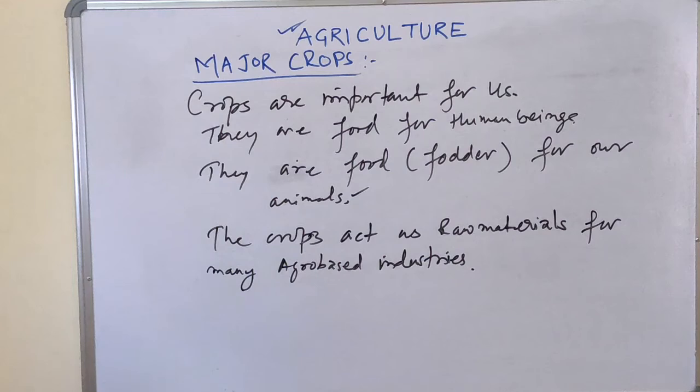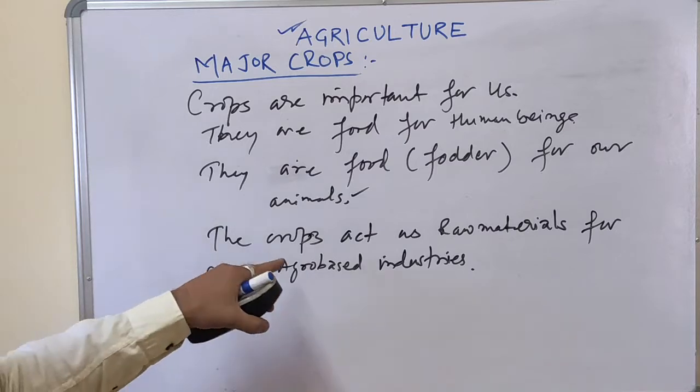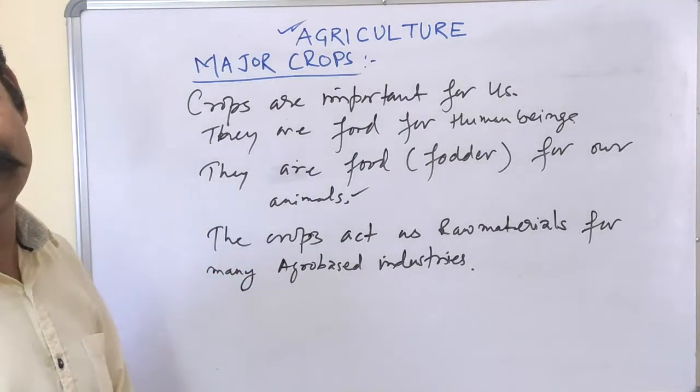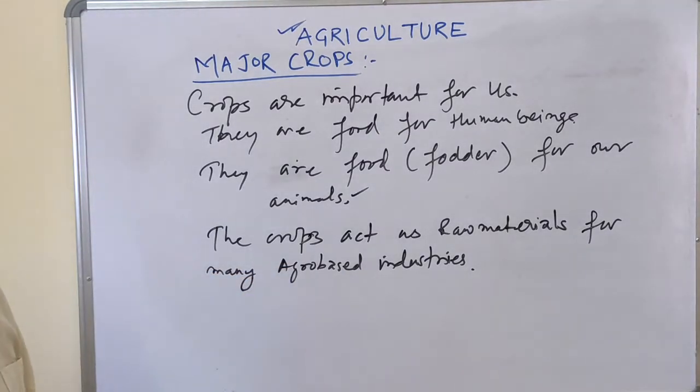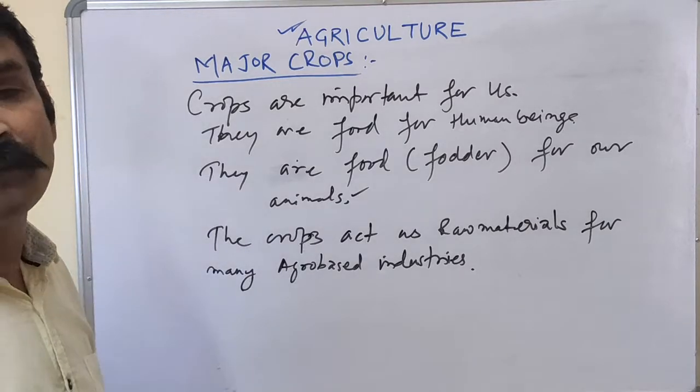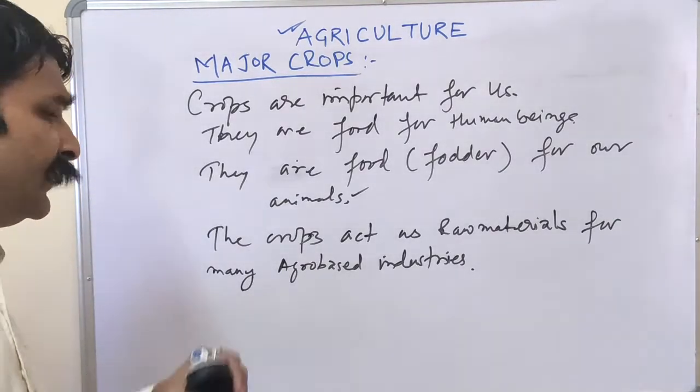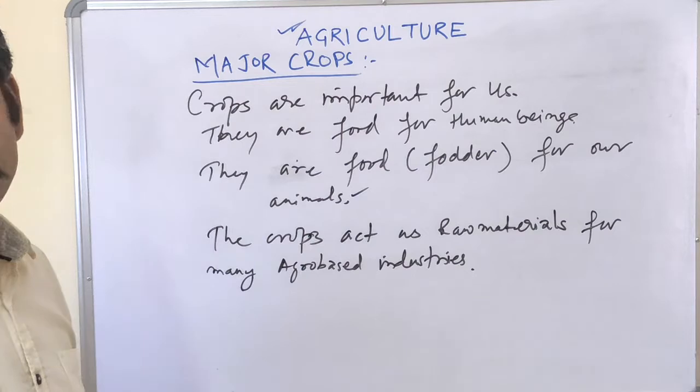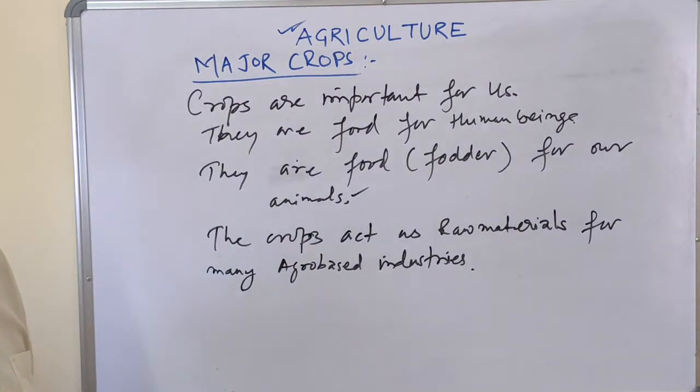The third importance of crops is that they act as raw materials for our agro-based industries. For example, we have sugarcane. It acts as a raw material for the sugar industry, you can say the liquor industry.